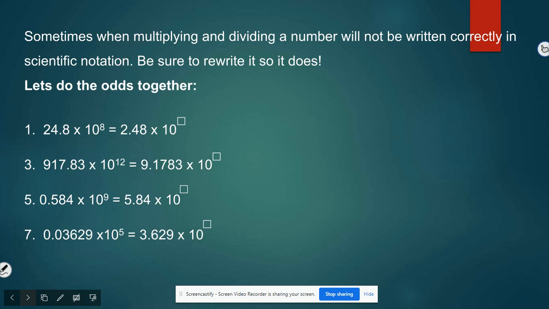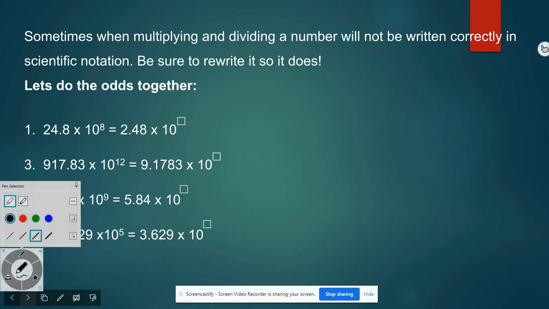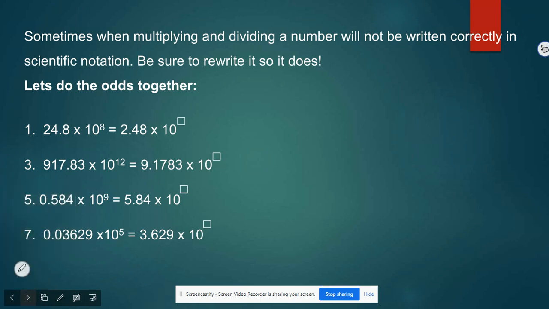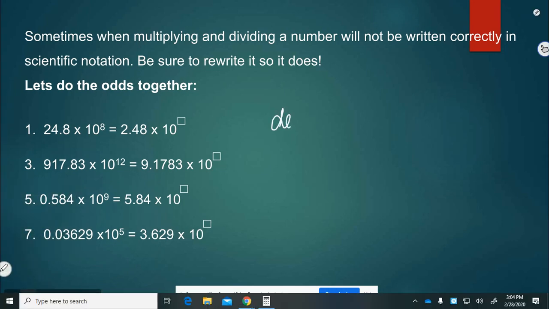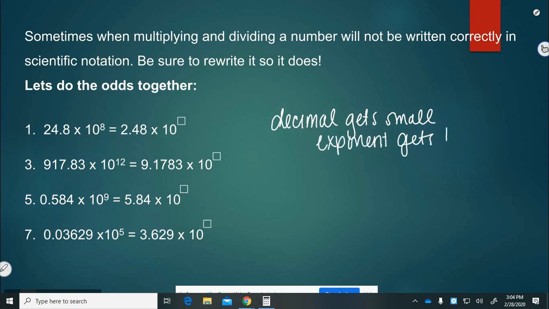So my trick here is when the decimal number has to be smaller, then the exponent gets bigger. So decimal gets smaller, exponent gets bigger. So let's see what happens when we have that scenario.